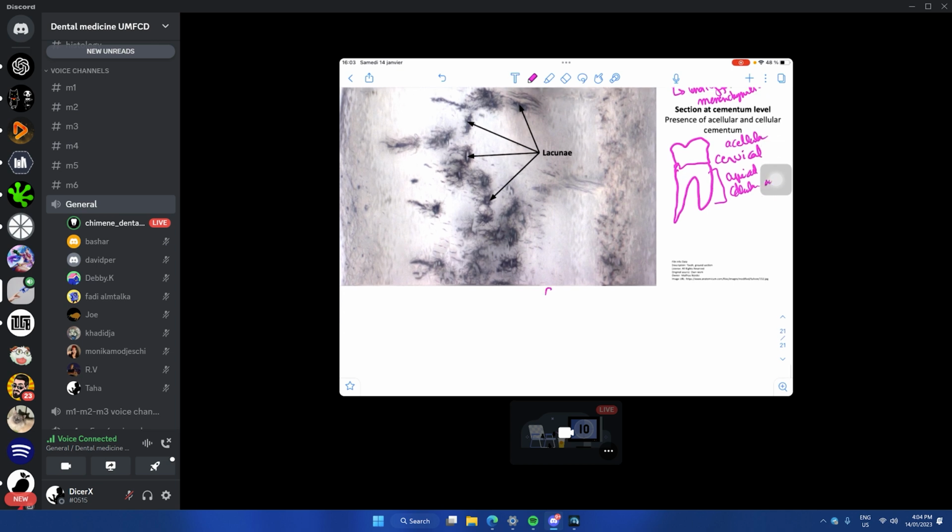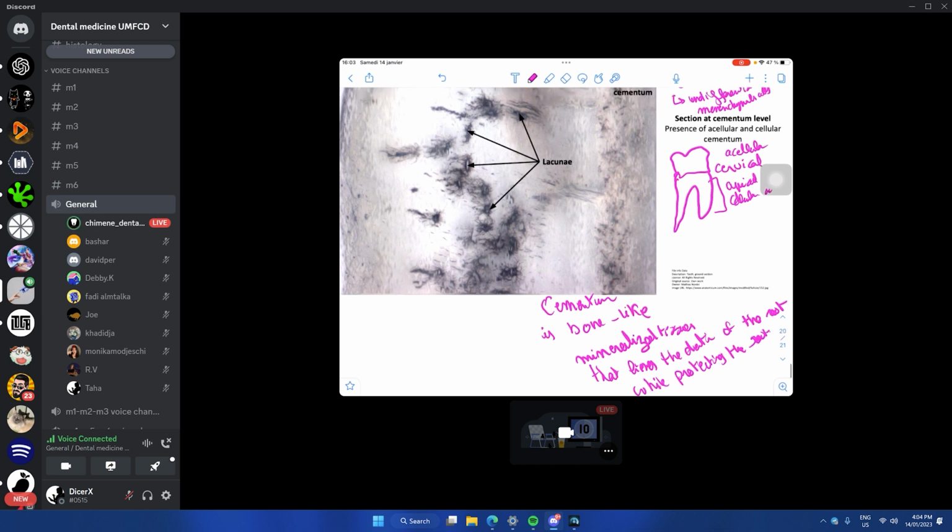Yeah, also the cementum, sorry, cementum is bone-like mineralized tissue that lines the dentin of the root while protecting the root.